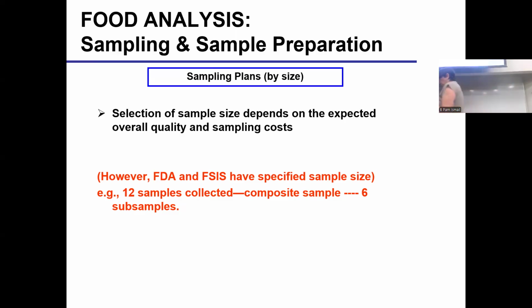Let's say you have a box of cans of beans, and you have 100 cans of beans, for simplicity. Then you have to randomly select 12 samples. You can open all 12 cans and combine them to have a composite sample. Once they're homogeneously combined, you can take 6 subsamples. That's the minimum you need to do composition analysis for your nutritional label.